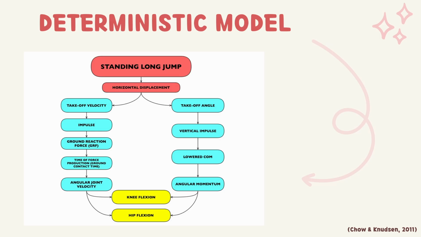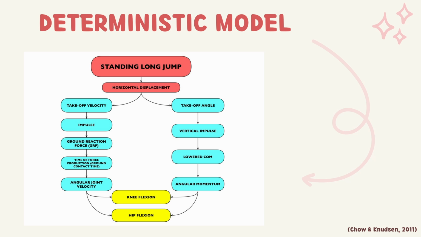So here I've done up a deterministic model. The deterministic model links each biomechanical factor to the final horizontal distance or displacement of the center of mass. The horizontal distance is influenced by both takeoff angle and takeoff velocity. Both of those factors are determined by the amount of impulse, which is created through ground reaction forces.